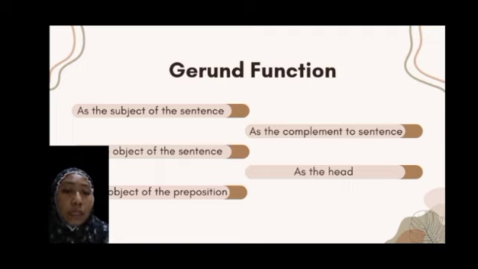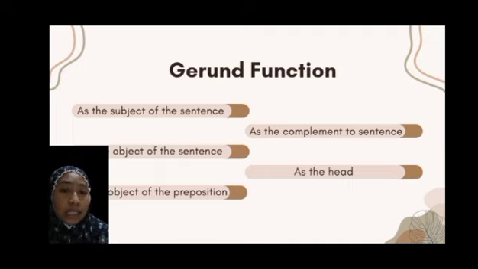The fourth, subject complement gerund. Gerunds can be complements of subjects of a sentence, joined by a linking verb like to be. For example, what she cares about most in dancing.